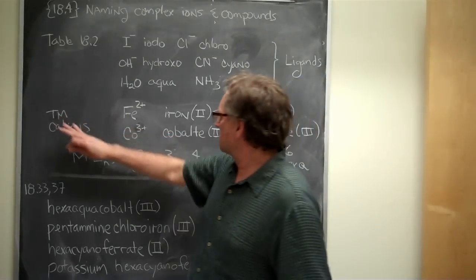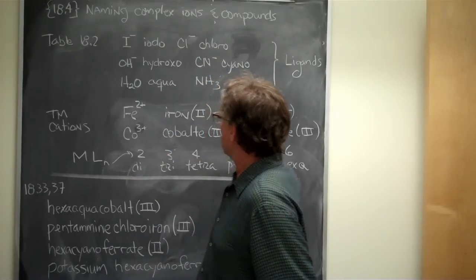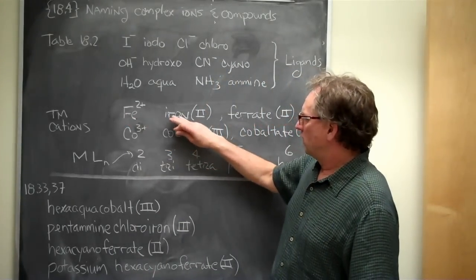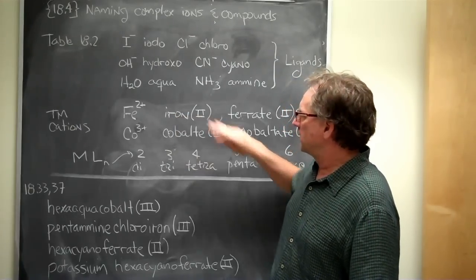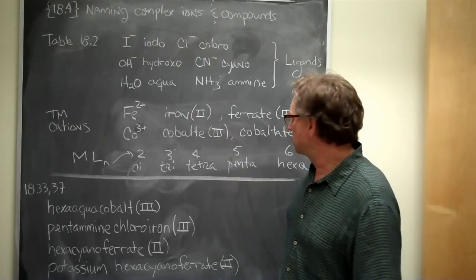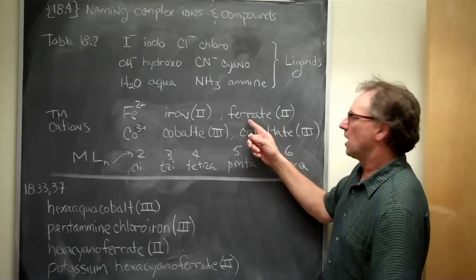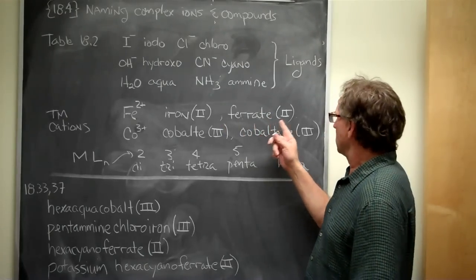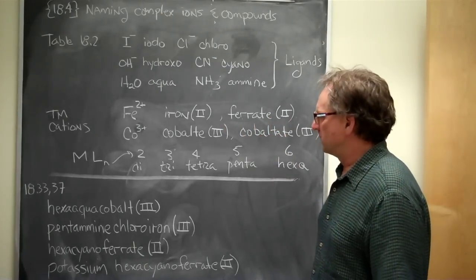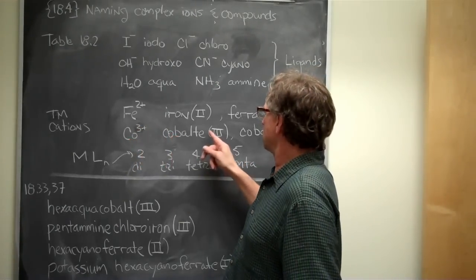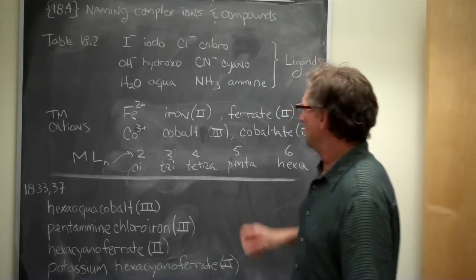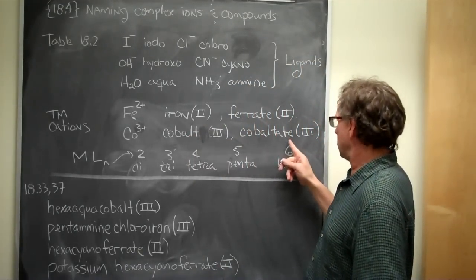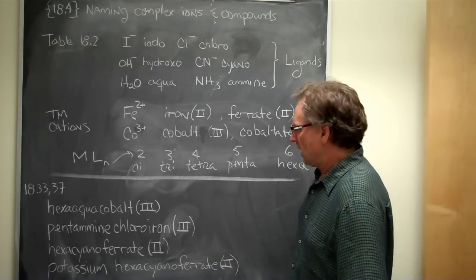How about the cations? Well, here's Fe²⁺. What you'll see this appear as is its ordinary name, iron, and then Roman numeral II. That's to indicate the 2. Sometimes you'll see the iron appear as ferrate, and something like that. Cobalt 3+ might appear as cobalt III, or it might appear as cobaltate III.